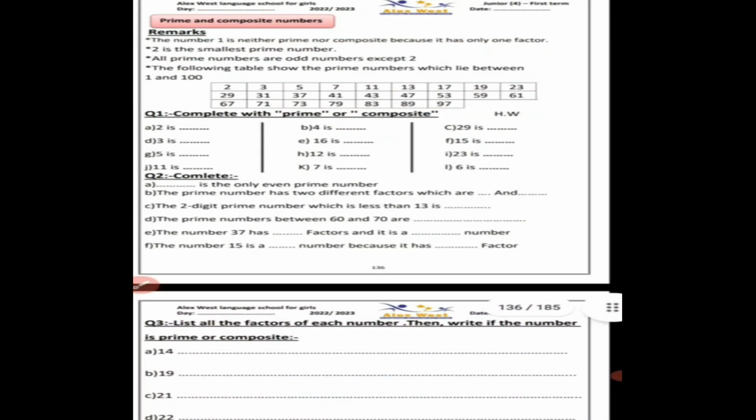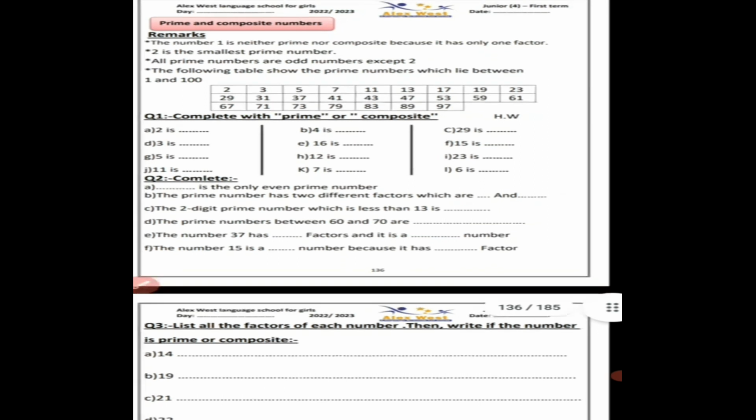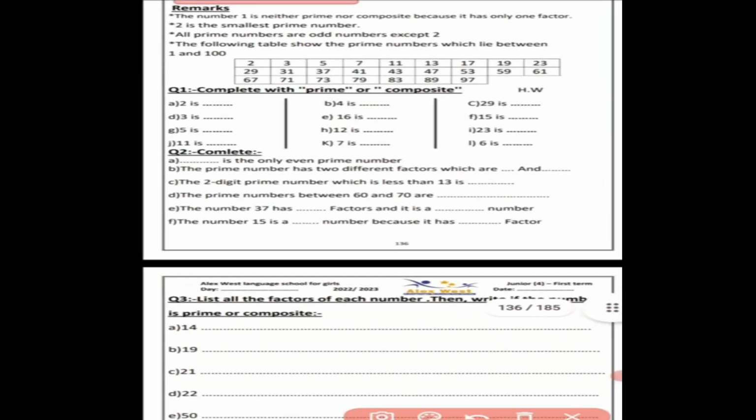Prime number. What's the meaning of prime number? A prime number has only 2 factors, 1 and itself. Like 2. 2 is a prime number. Why? Because we have 2 times 1 equals 2. 2 has only 2 factors.